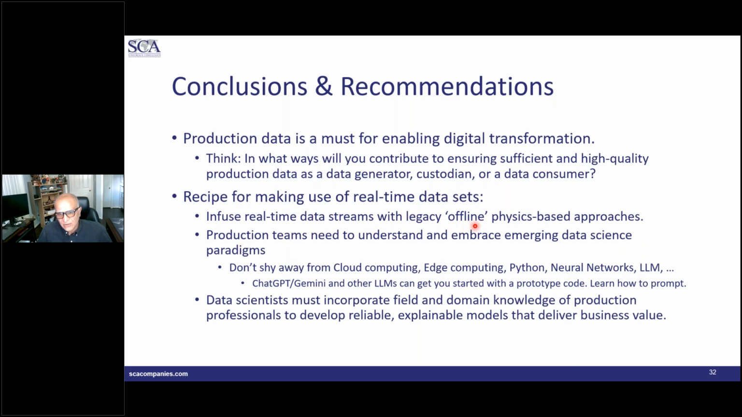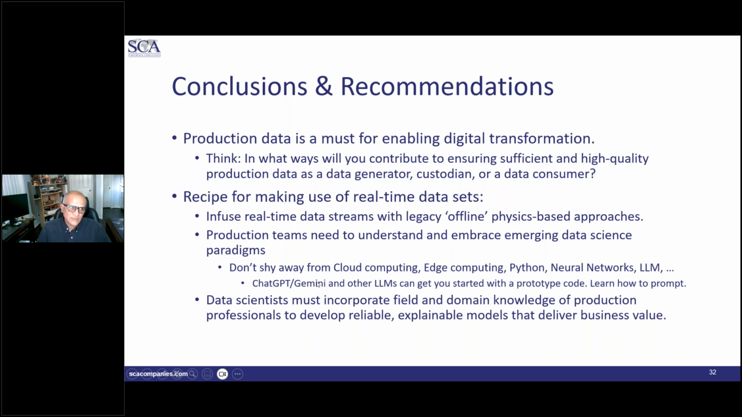Infuse real-time data streams with legacy offline physics-based approaches. Production teams need to understand and embrace emerging data science paradigms. Don't shy away from cloud computing, edge computing, Python, neural networks, LLMs, right? ChatGPT, Gemini, they are fantastic too.